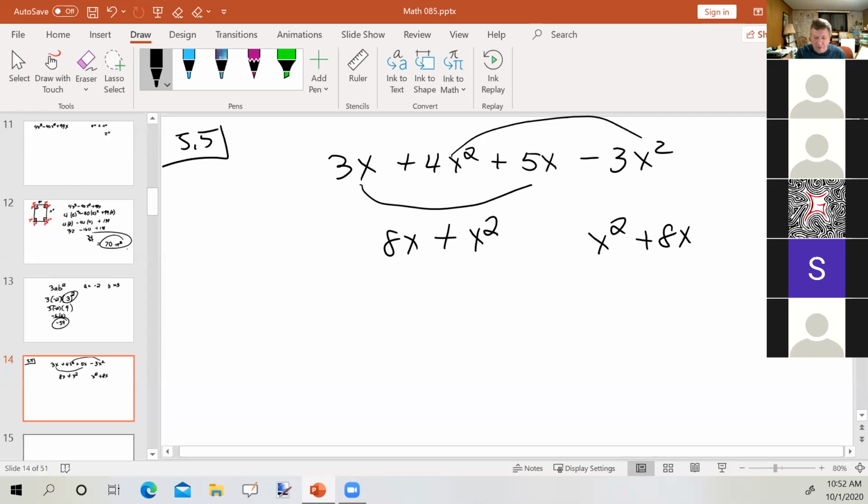So the idea of like terms: if they have the same variable to the same power, they're like terms, or the same variables to the same powers. Okay? What we're going to be doing in this section of chapter 5 is adding or subtracting entire polynomials. So let's see here. For instance, and we'll get things a little more complicated as we go along.